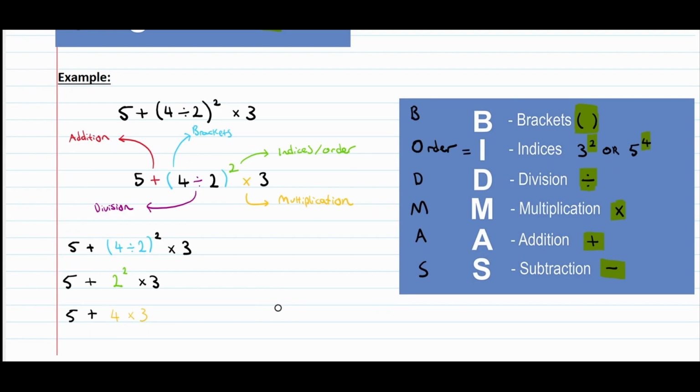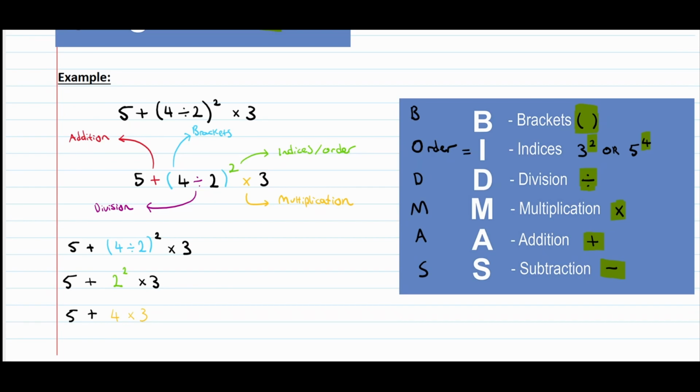So we've now dealt with brackets, we've dealt with the indices, and now what's the next thing that we have? Well, it says division. But we don't have division left. We've already solved the division part from when we were dealing with the brackets. So now we move on to the next part. Do we have multiplication? Evidently we do. It's highlighted in yellow. We have 4 times 3. That part we need to deal with first.